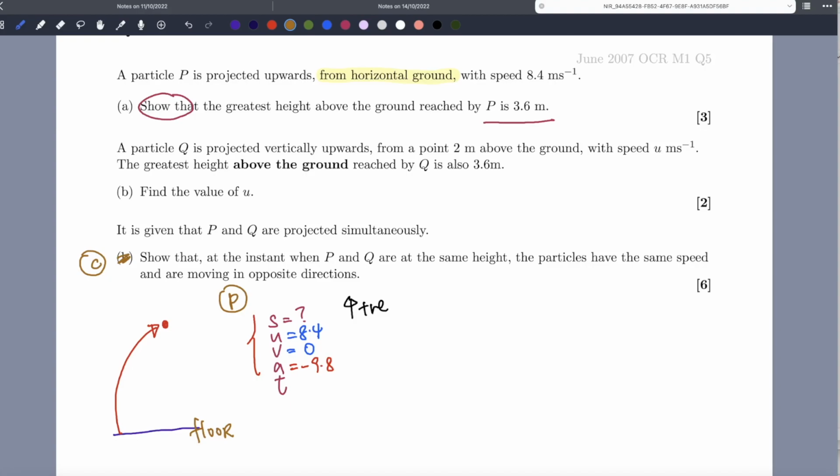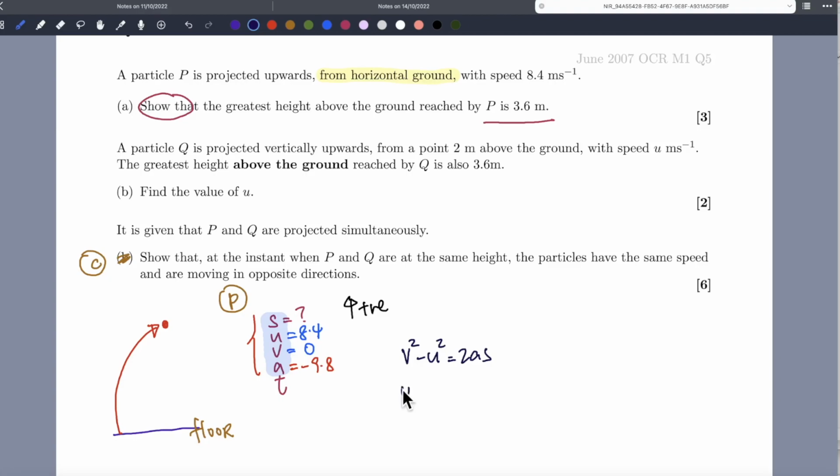What that means is we're looking for the greatest height above the ground. So we need to think of an equation that links S, U, V and A. For that part, we're just using V squared minus U squared equals 2AS. It's a "show that" question. It doesn't mean we can use the answer, we are finding that out. If it's "verify that", we can use it. If it's "show that", we need to work it out.